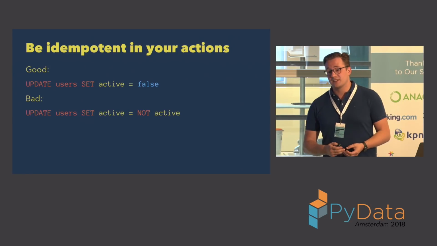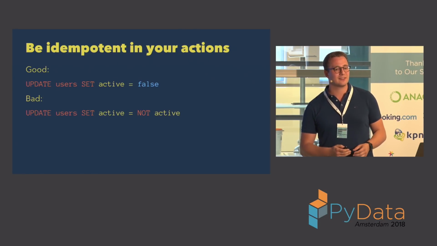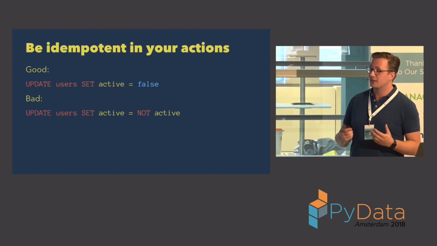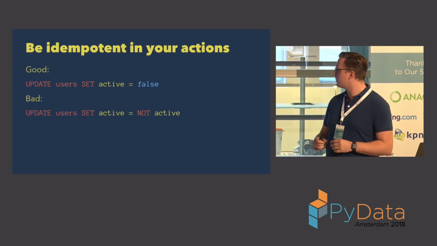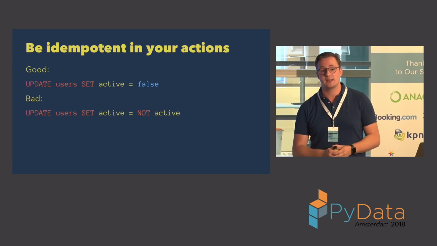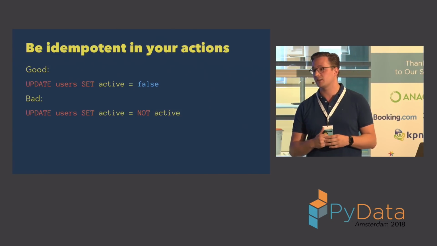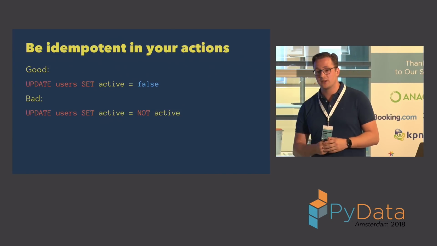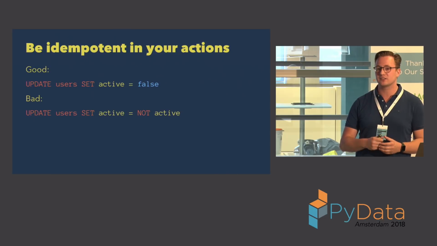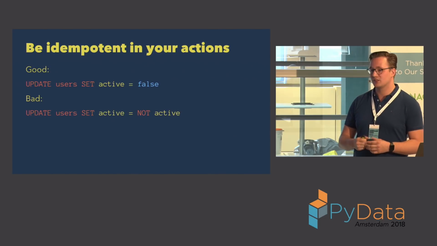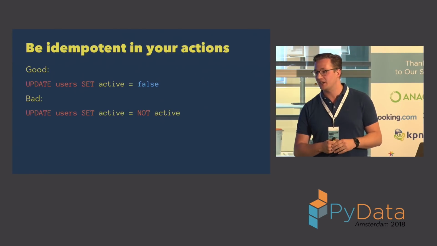What's important is also to be idempotent in your actions. So when you develop something, you have to make sure that the actions that you write are idempotent. For example, the top one, it doesn't matter how many times you execute it. The result will be exactly the same. But the bottom one, if you invoke it twice, you will undo the previous operation again. And this will result in some unpredictable behavior.